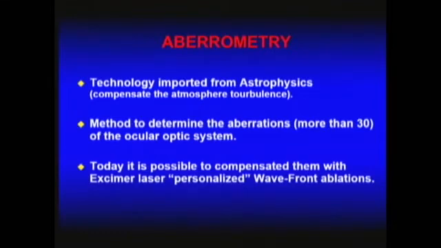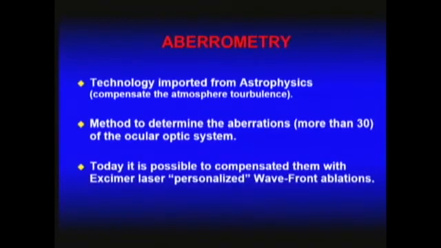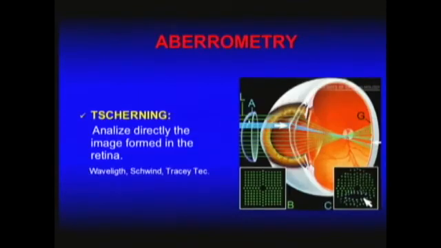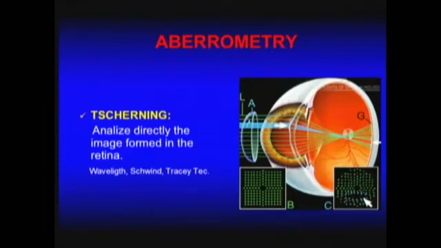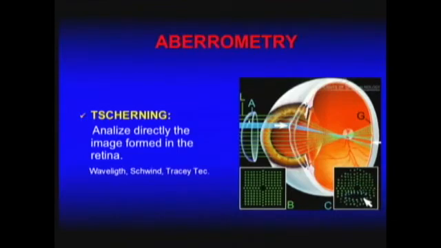So this is a method to determine the aberrations. The aberrations, as I said, are more than 30 in the ocular optic systems, and today it's possible to compensate with the Excimer Laser, personalizing the ablation with the wavefront. There are different methods of aberrometry. The first one was the Tscherning aberrometry, which analyzes directly the image which is formed in the cornea. If you have a cornea deformation here, the image reflected in the retina will be altered.